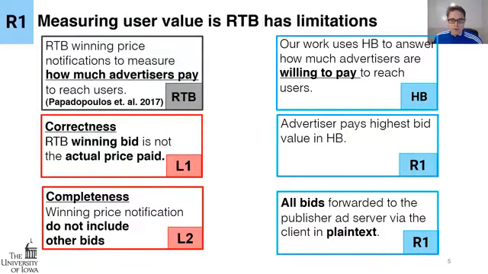Prior work in real-time bidding, or RTB, leveraged winning price notifications, which only expose the winning bids at the client side. We address two major limitations for measuring user value in RTB. First, RTB winning bids are not the actual price paid by the advertiser, but rather slightly higher than the second highest bid. In contrast, header bidding uses first price auctions, where the price paid is typically based on the highest bid value. Therefore, we are able to draw conclusions about what an advertiser actually pays to reach users.